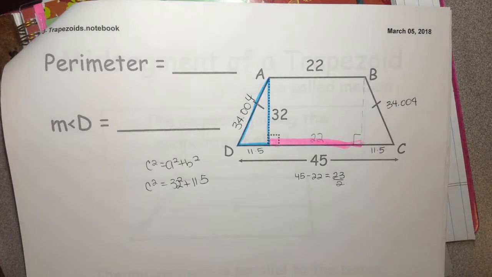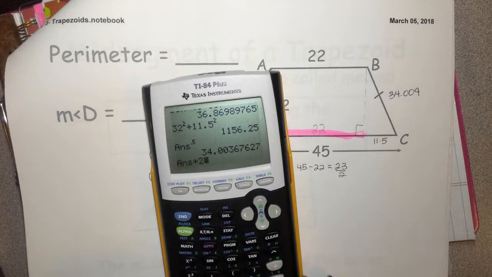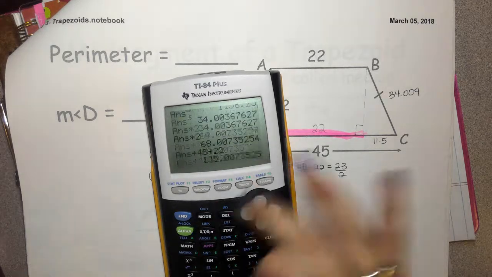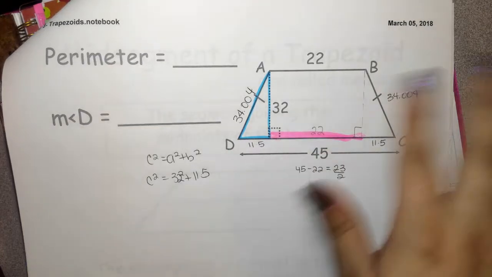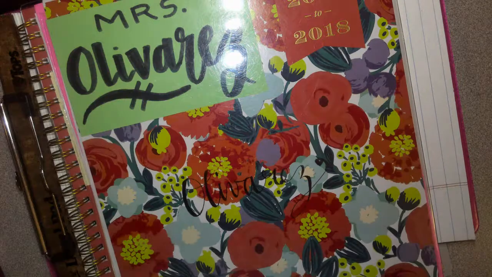So how do I find perimeter? Add them together. So 34.004 times 2 plus 45 plus 22, and there's my perimeter. Are we cool? Do we know how to find D? Okay, cool. All right. Last thing.